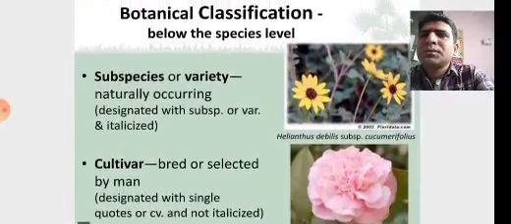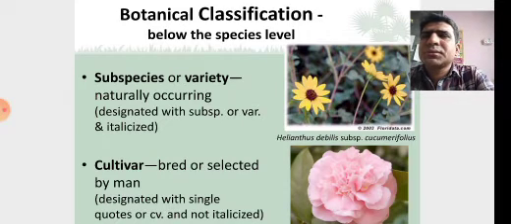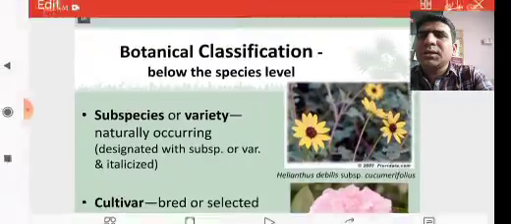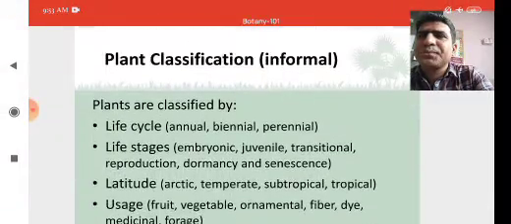See the botanical classification. After the species, or below the species level, there are subspecies or varieties. They occur naturally, and now many hybrid varieties are also being produced. For example, in Helianthus debilis, the subspecies is cucumerifolius, and then the cultivar. These are non-essential in the hierarchical classification system.